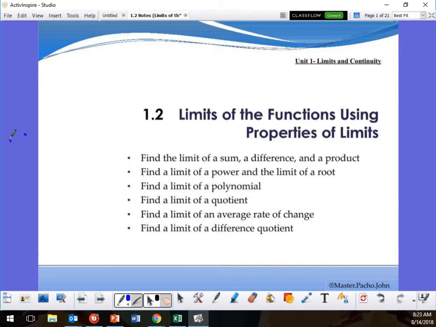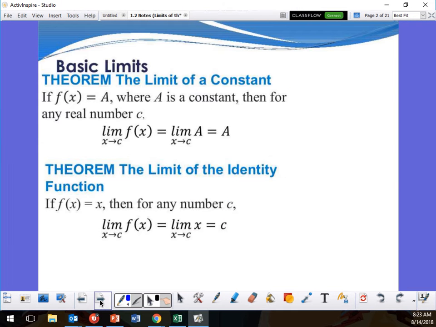Okay, so this is 1.2, limits of the function using properties of limits for Calculus 1. My Calculus 2 is already through a couple of these sections already. Finding the limit of a sum, difference, product, all these things. Now, I assigned some homework to go along with this, so I'm going to try and get to those problems already. So now, first, from 1.1, what do we know about a limit?